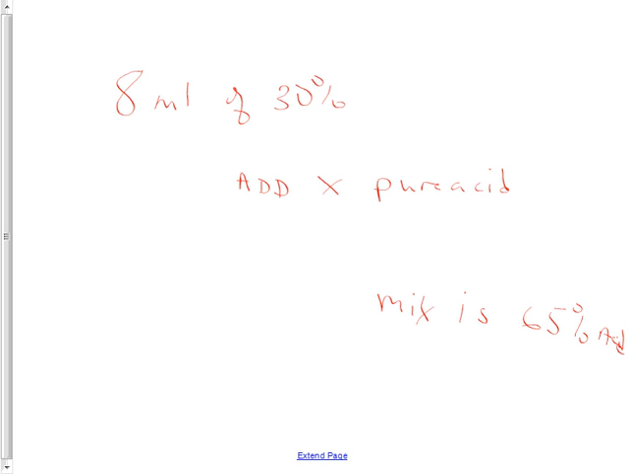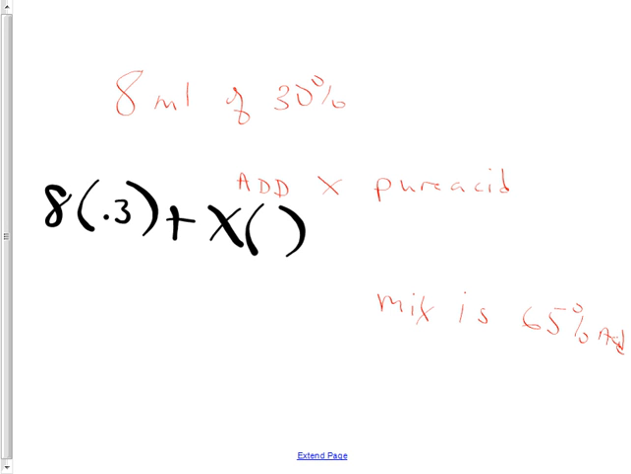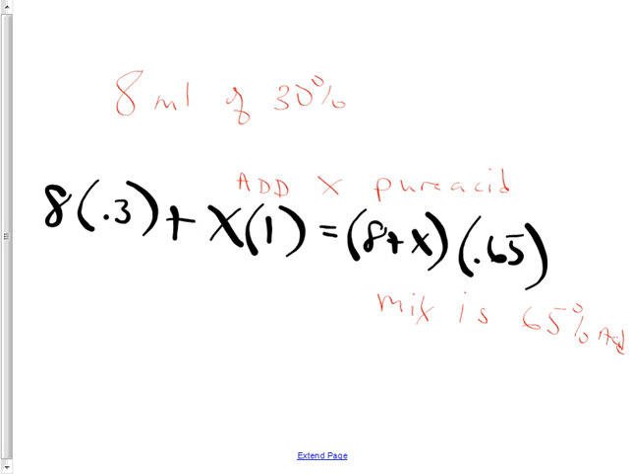All right, so you'd say 8 times 0.3. Would you agree with that? Plus x times pure is what percent? 100%, so it's 1. Equals, mix is, well, I don't know how much there is total, but I kind of do. What do I put for the total? Not 1. 8 plus x is the total amount of stuff you're going to have, and then it is 0.65. That is a big, long equation that you should be able to solve.